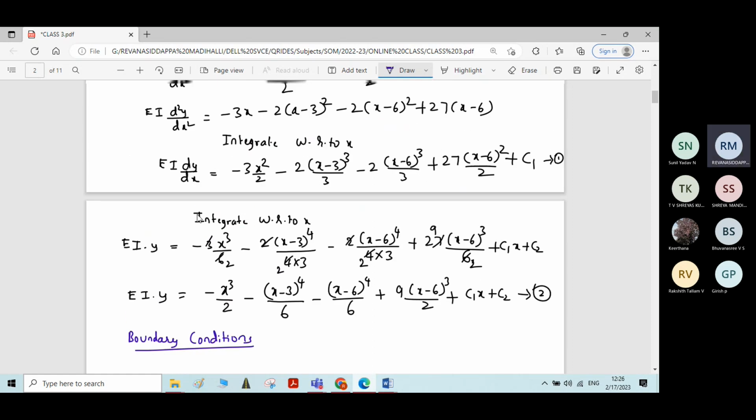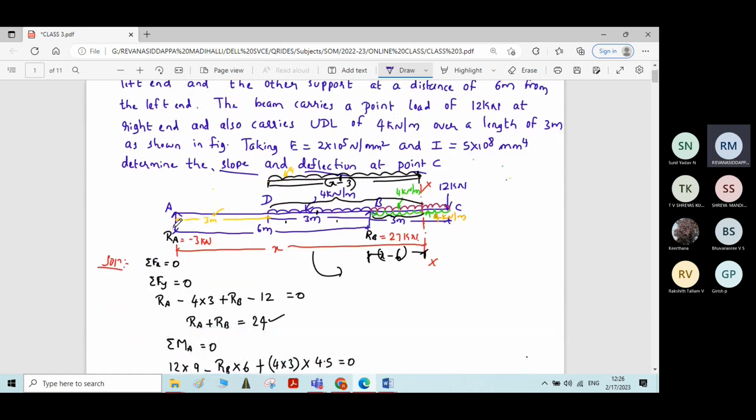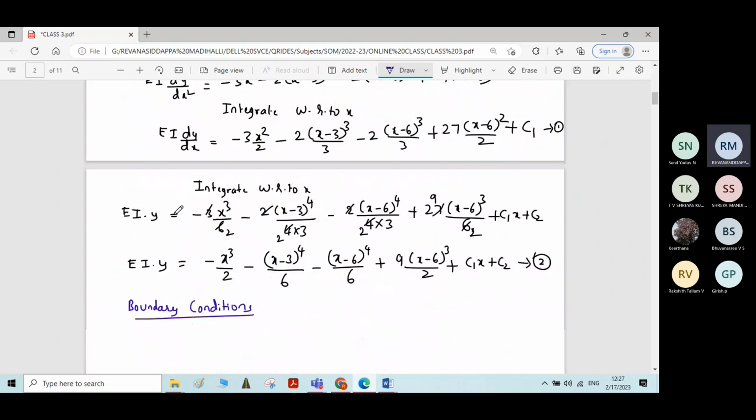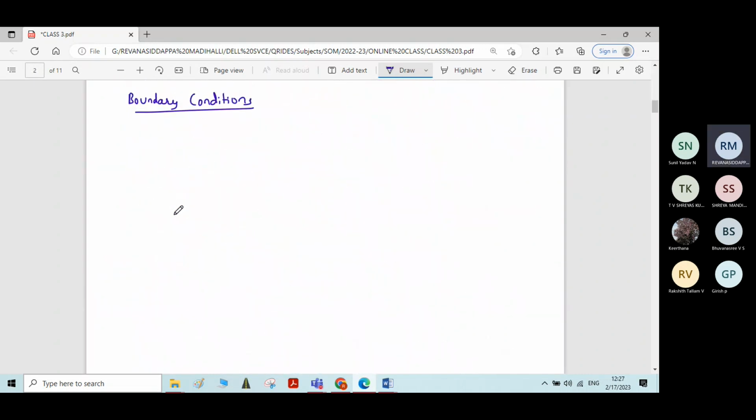What is the first boundary condition? For a simply supported beam, wherever the simple supports are there, there is no deflection. Deflection will be 0. So at x equal to 0, which means at support A, deflection is 0, which means that at x equal to 0, the deflection y equal to 0. First boundary condition: at x equal to 0, the corresponding deflection y equal to 0.